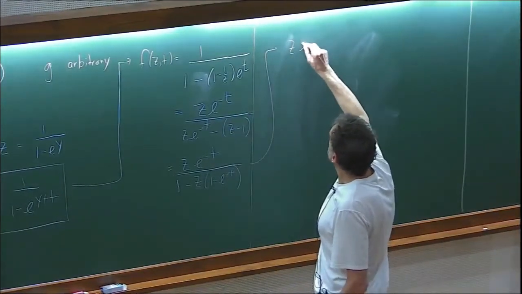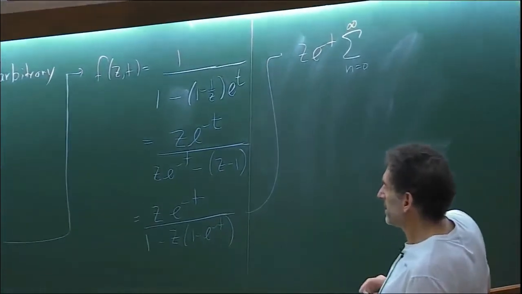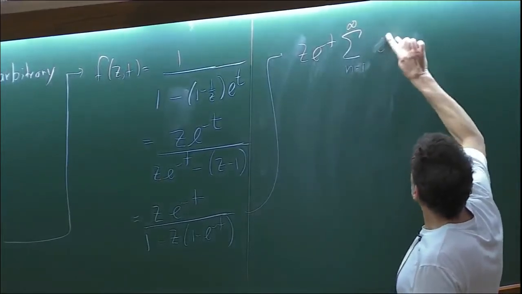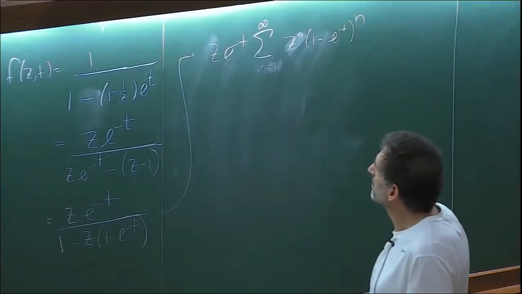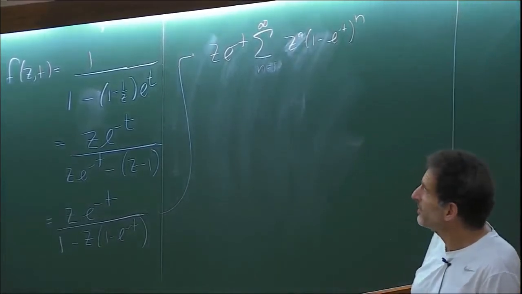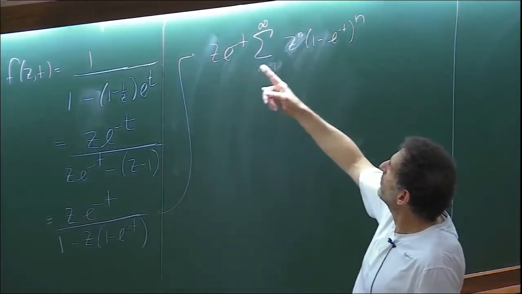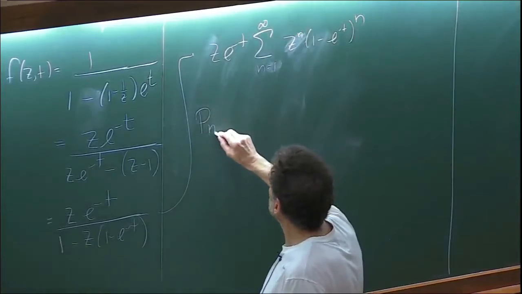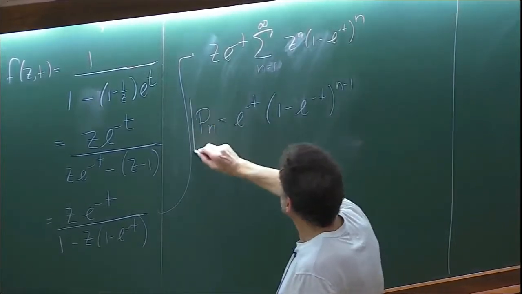So this is equal to z e to the minus t, and then I have the summation from n equals 1 to infinity of z to the power n times 1 minus e to the minus t to the power n. Just a power series expansion for small z. From this, we can read off immediately what P_n of t is, because it's just the coefficient of z to the power n. Because there's one power of z here, it's the coefficient of n minus 1 in this sum. So finally, P_n of t is equal to e to the minus t times 1 minus e to the minus t to the power n minus 1. So that's the final result.